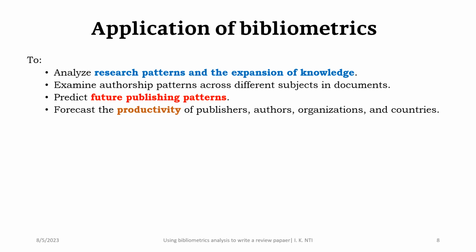So if we talk of artificial intelligence, which country is leading the research area in artificial intelligence? Which authors are leading in the research area of artificial intelligence? Which publication house is publishing more papers on artificial intelligence? We can use all this to look at the productivity of publishers, authors, organizations, and countries also.